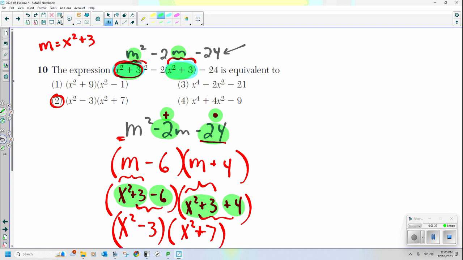And we really don't do that. It's an odd one, an outlier. Dirty that they did us like that on the test. But if you really understand factoring, you got it.